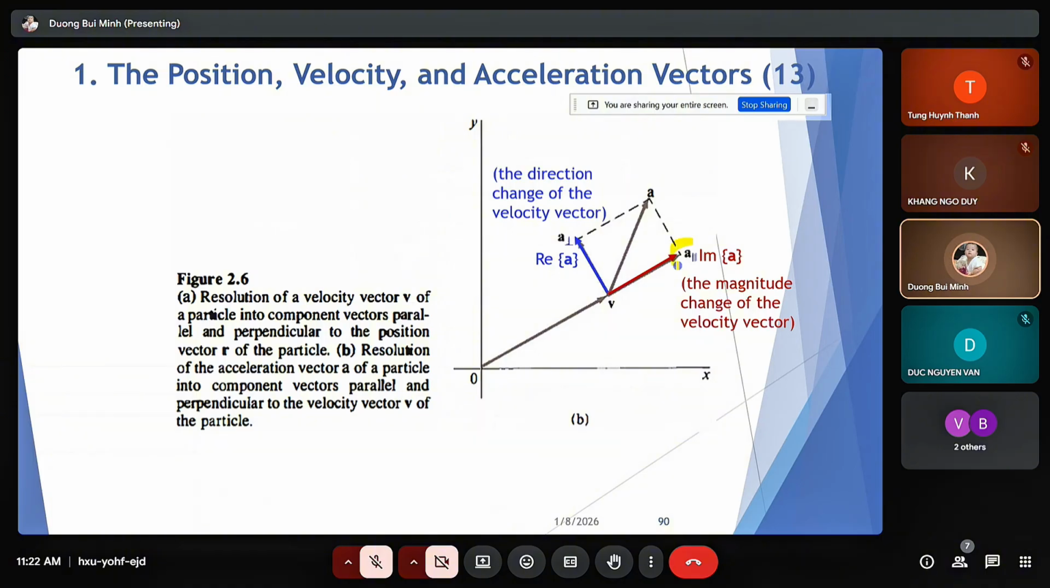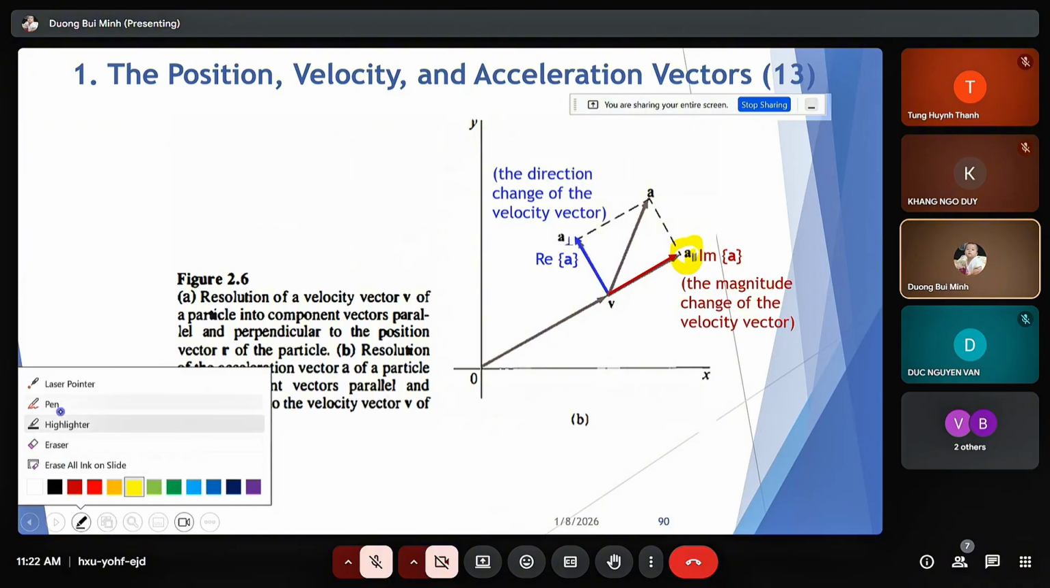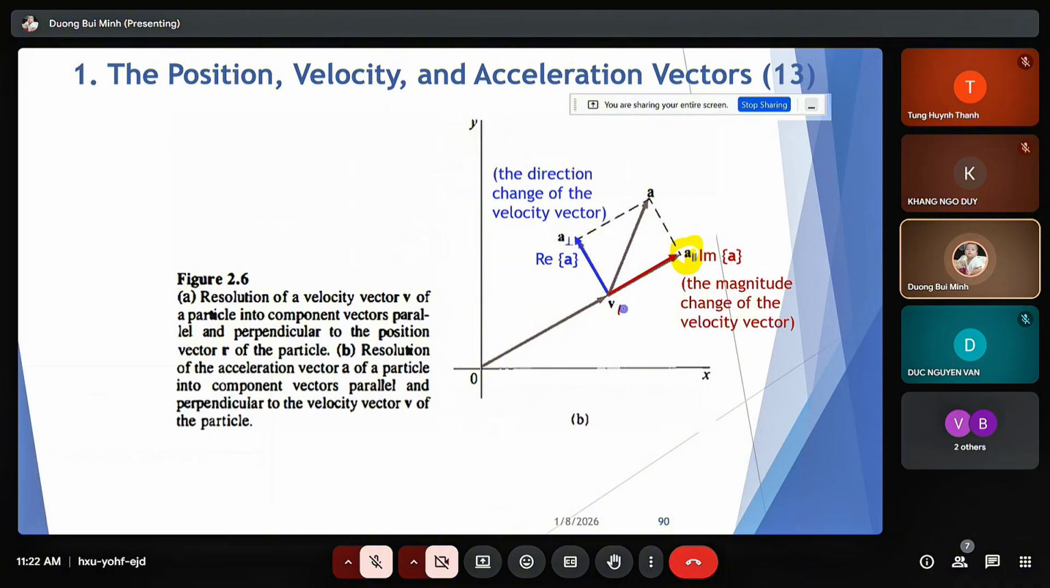So here we have A parallel. A parallel means the magnitude change of the velocity vector. Okay. So can we draw VF? For example, this is VI. So can we draw VF? Yes. Okay, so VF will be like this or like this. Please tell me case 1 or case 2.